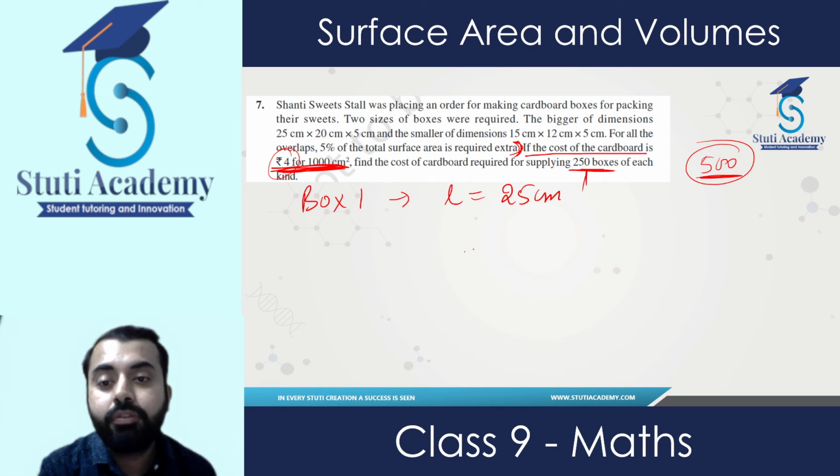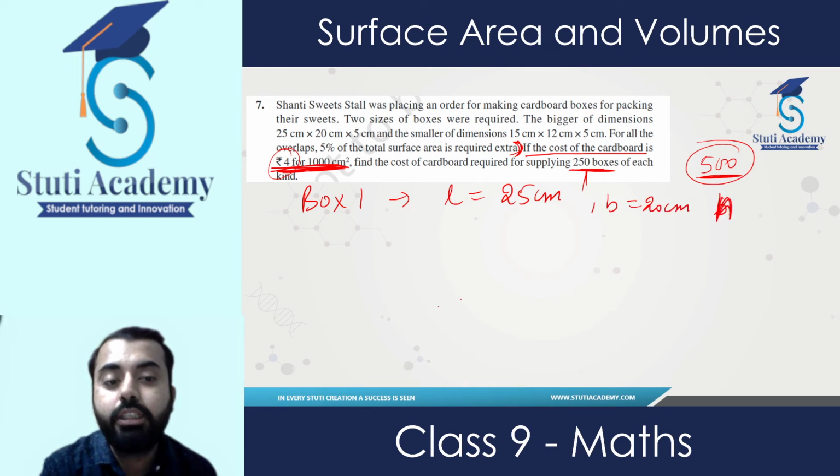Now I knew for my first box, length was 25, breadth was 20 centimeter, and my height was the height. It is what? It is the height, right? Height is what? It is.